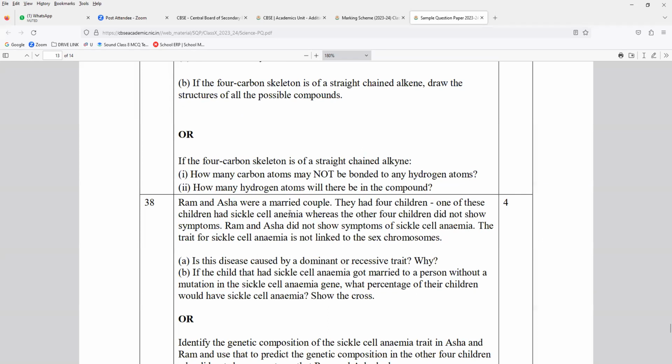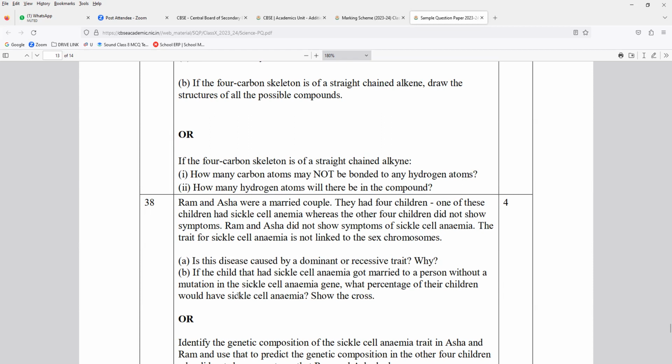Ram and Asha were a married couple. They had 4 children. One of these children had sickle cell anemia, whereas the other 4 children did not show symptoms. Ram and Asha did not show symptoms of sickle cell anemia. So the trait for sickle cell anemia is not linked to the sex chromosome. Now, is this disease caused by a dominant or recessive trait? That is the first question.